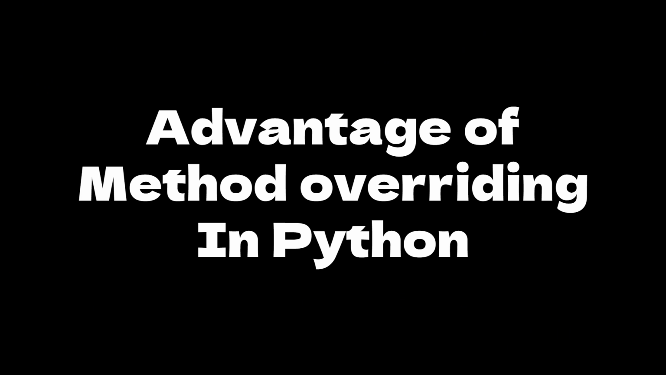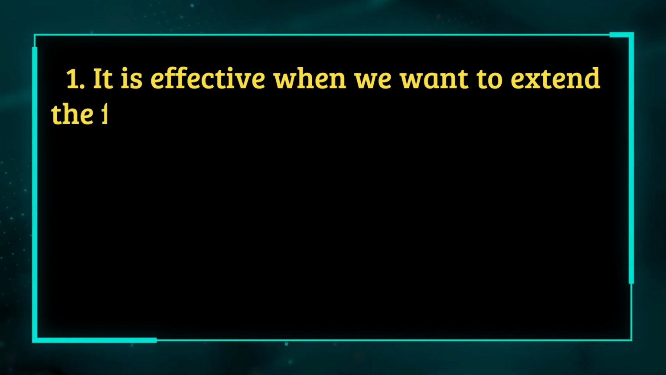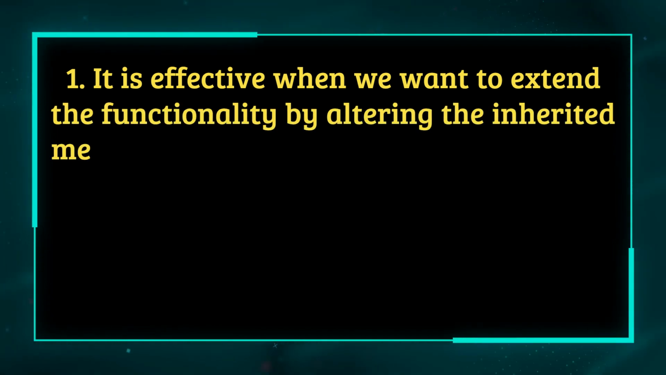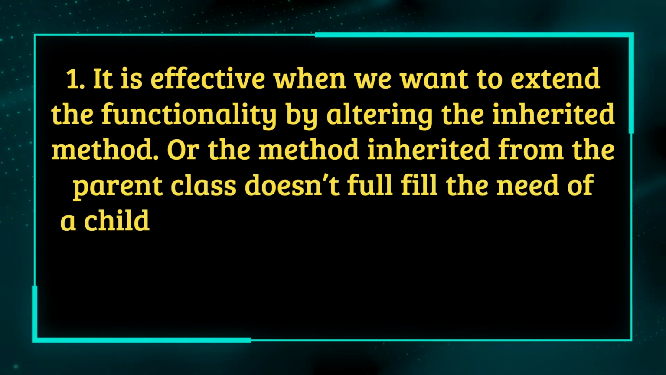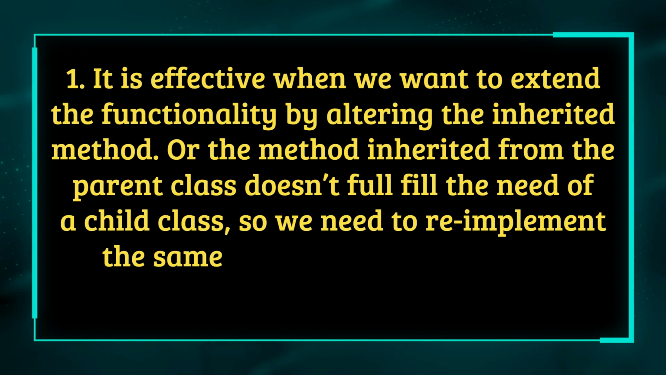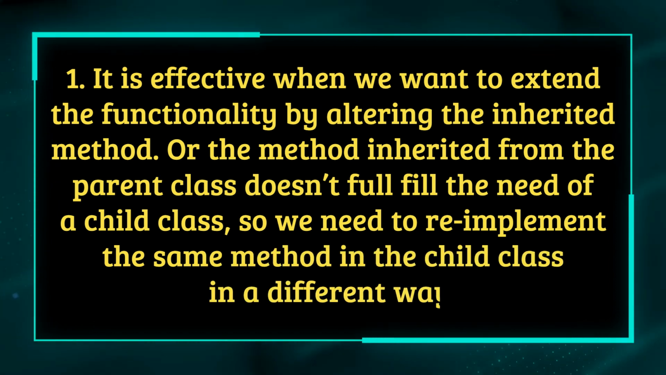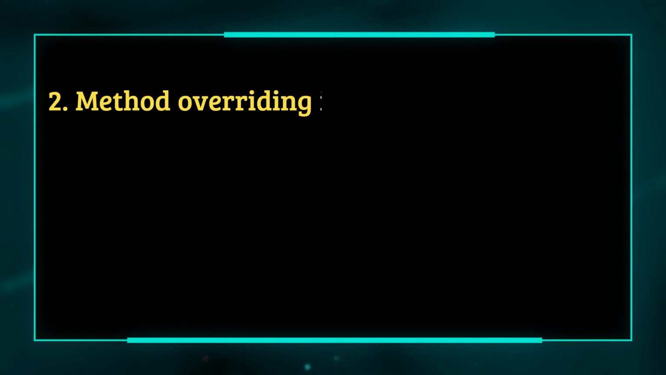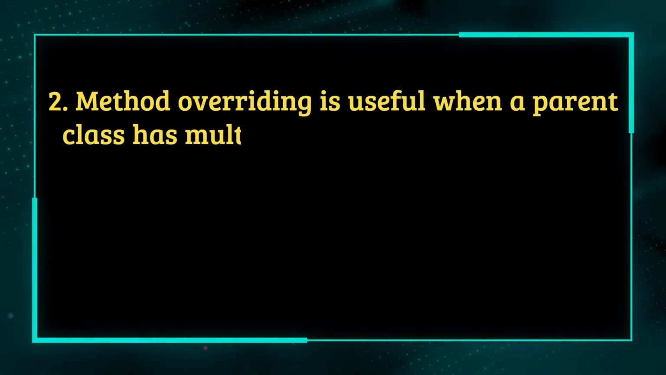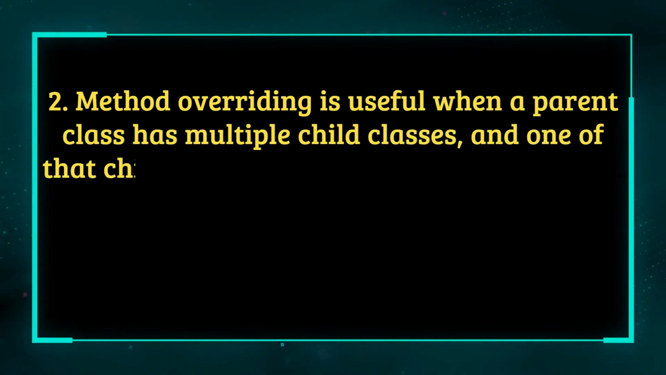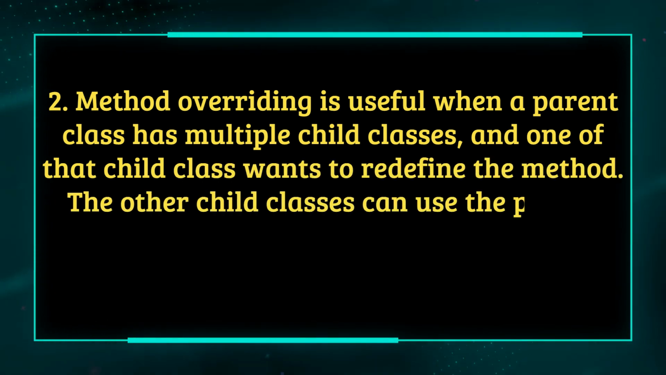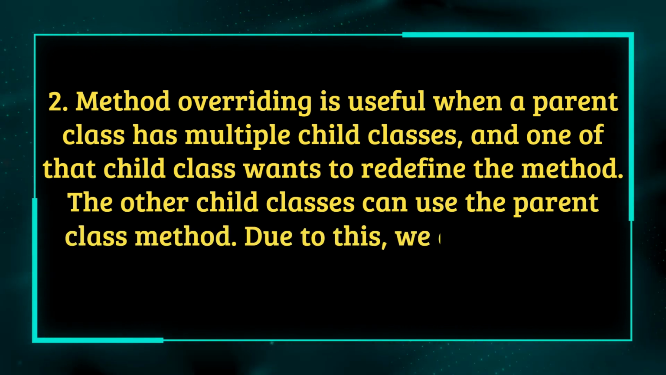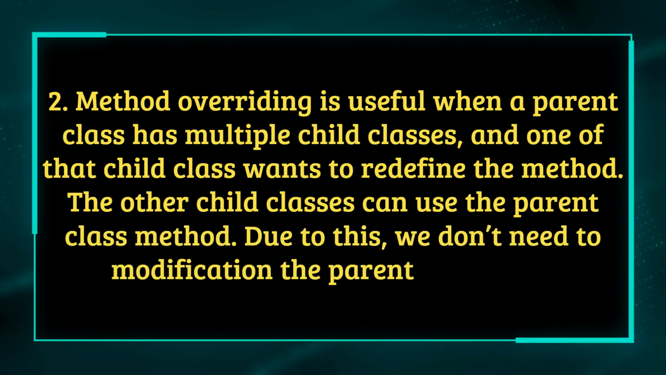Advantages of method overriding in Python. One, it is effective when we want to extend the functionality by altering the inherited method, or when the method inherited from the parent class doesn't fulfill the need of a child class, so we need to re-implement the same method in the child class in a different way. Two, method overriding is useful when a parent class has multiple child classes, and one of those child classes wants to redefine the method. The other child classes can use the parent class method. Due to this, we don't need to modify the parent class code.